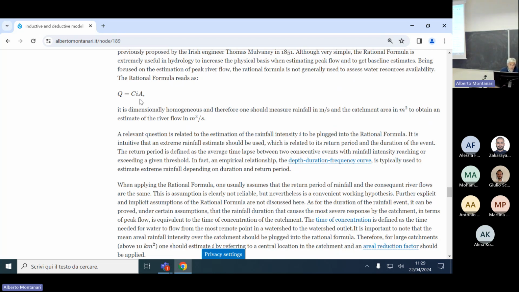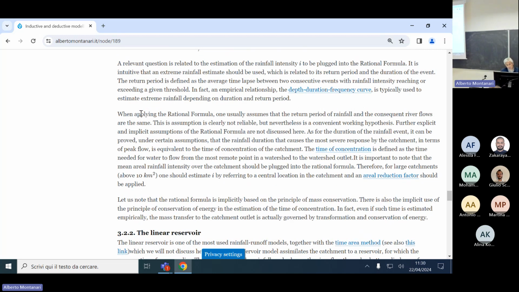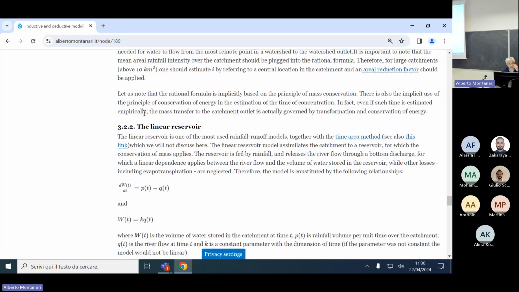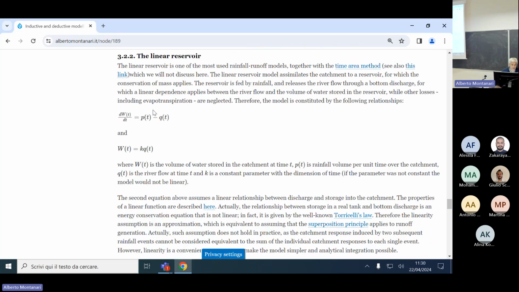So if we want to consider the dynamic evolution of storage, a good idea could be that we assimilate the catchment to a reservoir, like a dam, an artificial reservoir, where we have rainfall entering into this reservoir, only rainfall, and then we have an outflow, okay? The linear reservoir is a model that is widely used because it's very simple.